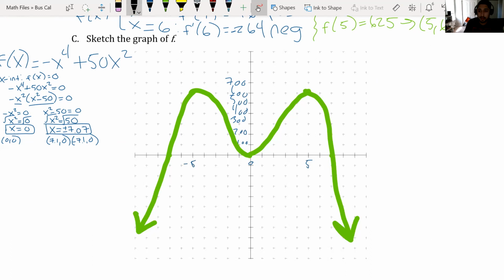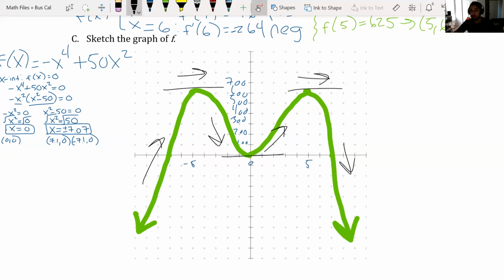Also, if you want to know where you had horizontal tangents, they would be right here, here, and there. That's where your horizontal tangents would be, because at those points the slope is 0. So to represent increase, decrease, constant, increase, decrease, constant. Cool, huh? All right.